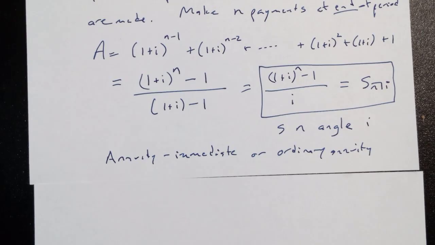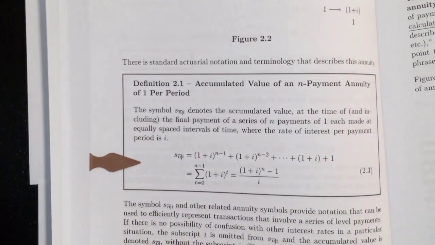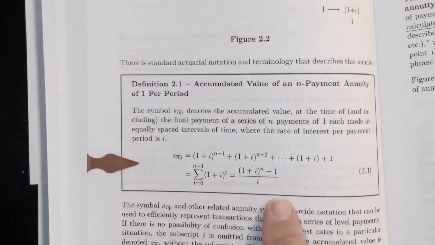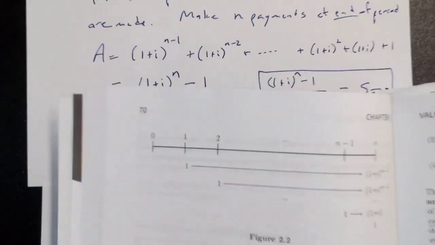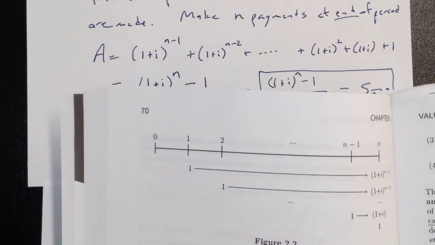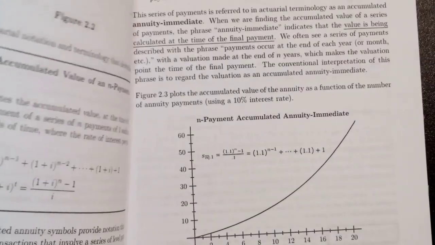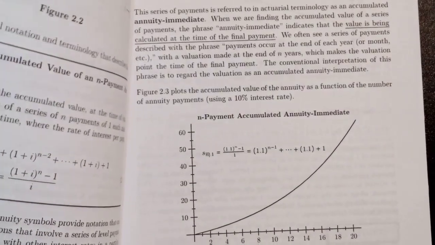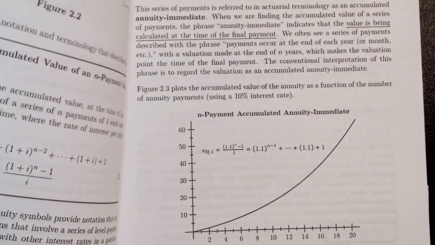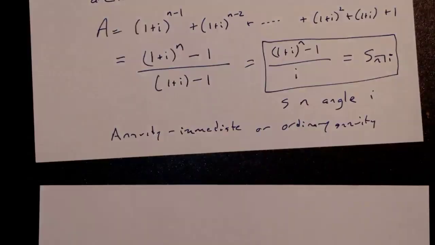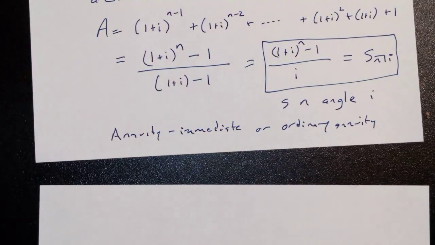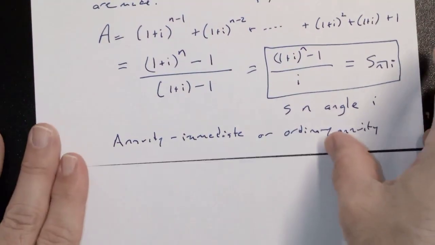Page 71. By the way, here's the formula we're using with s n angle i. Here's the time diagram that we just drew up. Even at just 10%, this grows quite a lot. Questions?